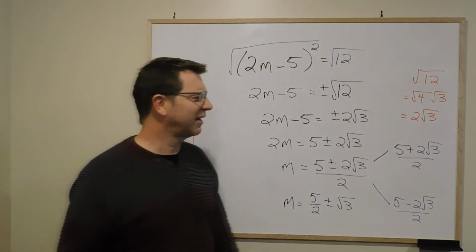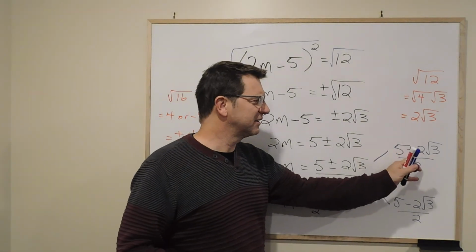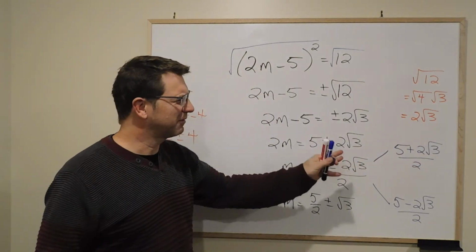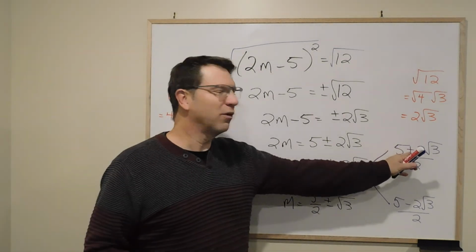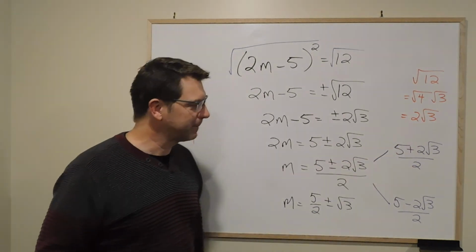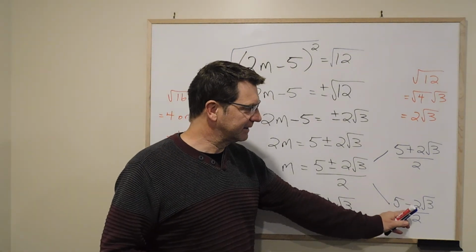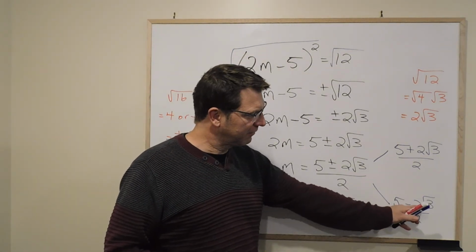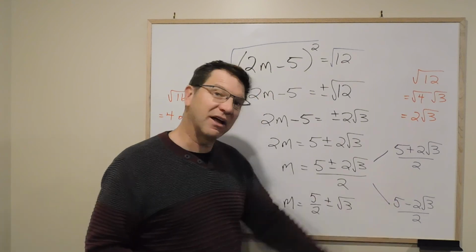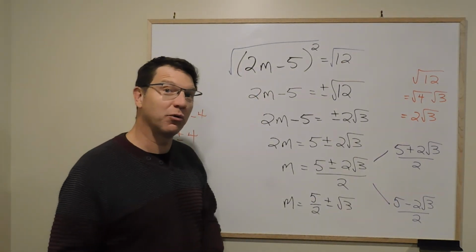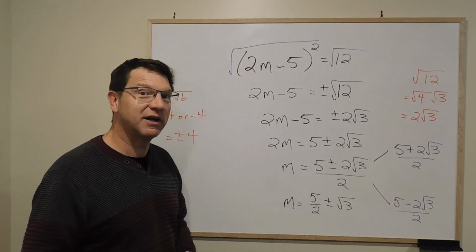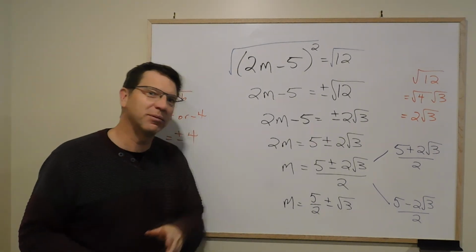I believe this decimal answer is 4 point something, it's more than 4. Where this decimal answer is less than 1, I believe. It's like 0 point something. So 2 different answers, but you do have the 2 possible solutions.